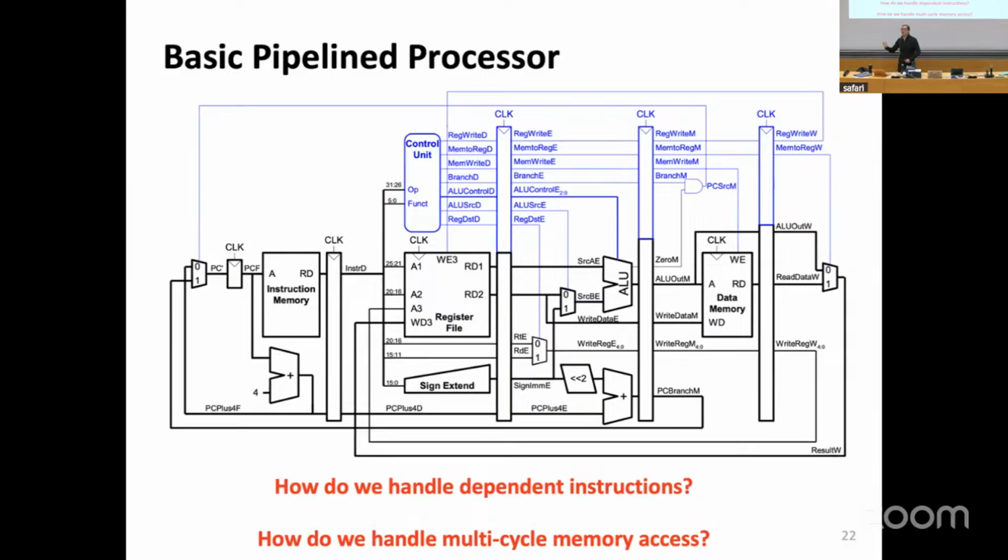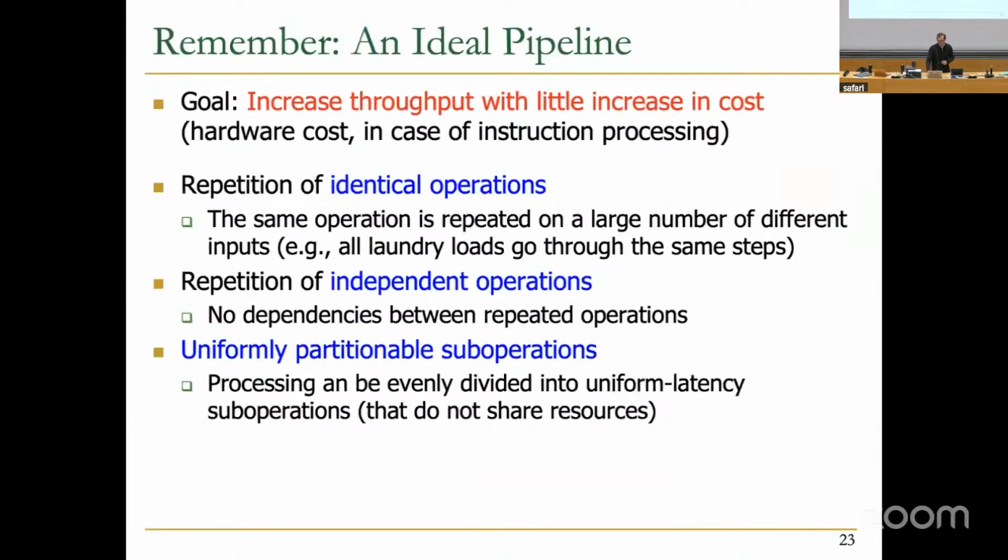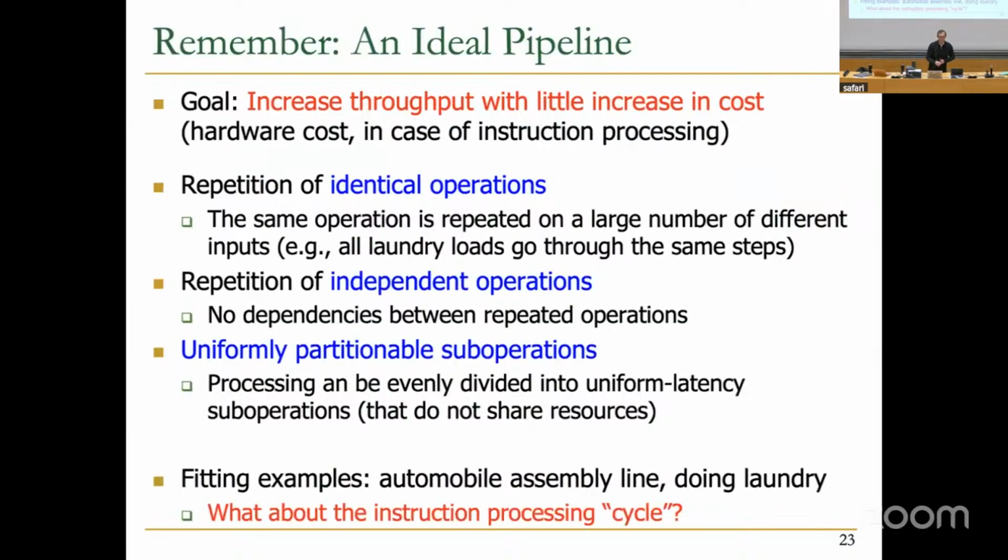You need to stop the pipeline when you detect a dependence between instructions. And as you have also mentioned, if there's multi-cycle memory access, it's a similar issue. You need to stop the pipeline. We're going to talk about that. But there are other issues, so I'm going to talk a little bit more about this ideal pipeline. You've seen the slide before.